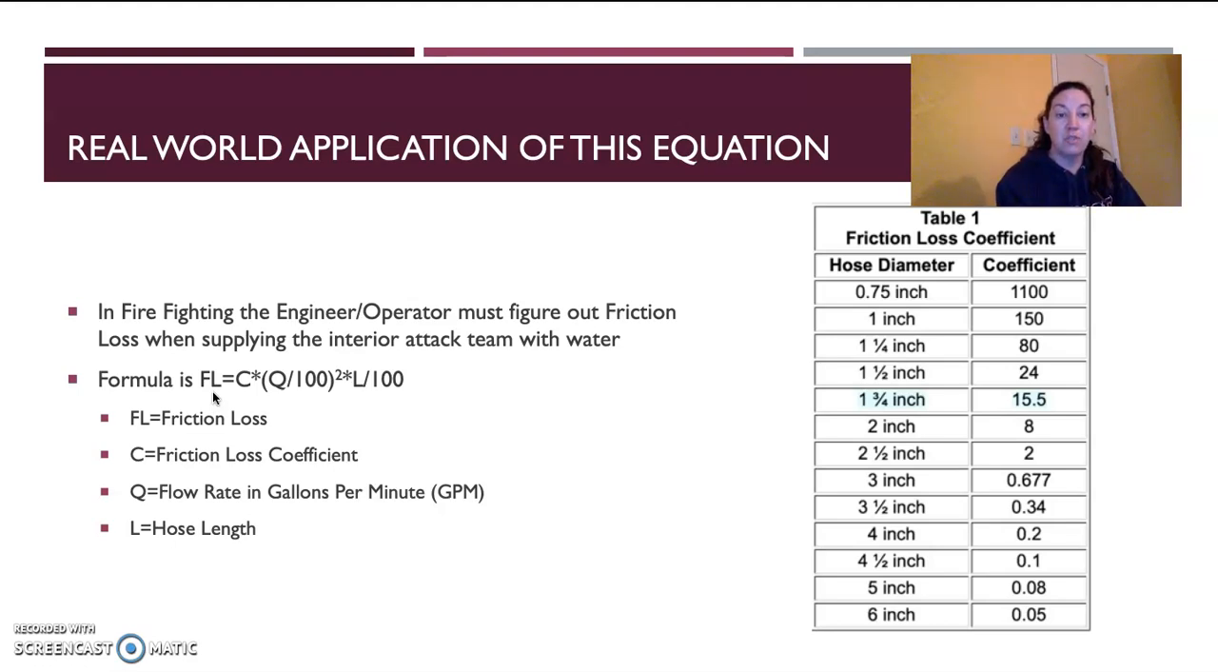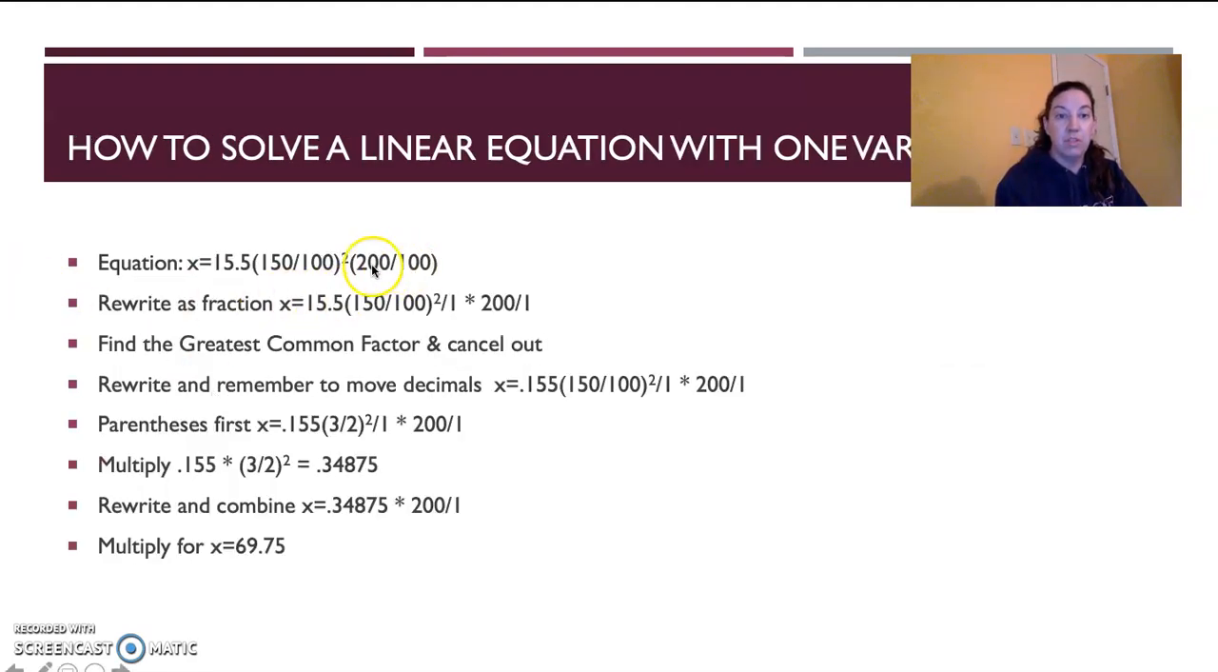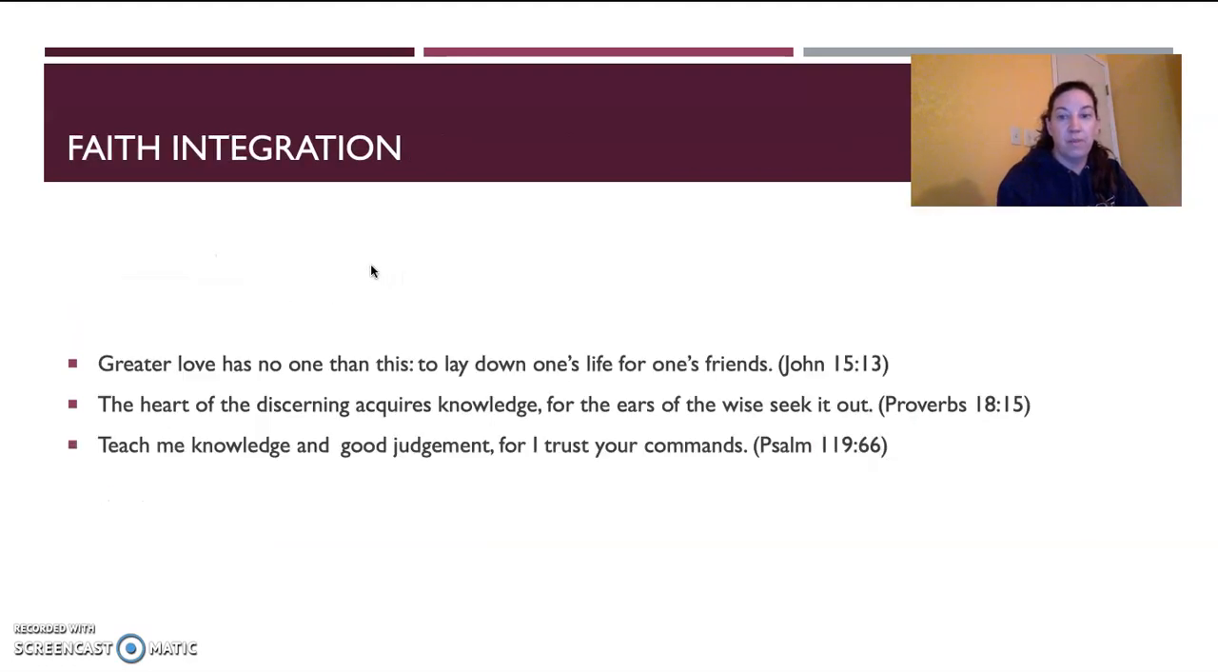So hose comes in 50-foot lengths. That's why I chose to do this problem here, which is the 200, just to keep it easy. Makes it easy. 200 feet.